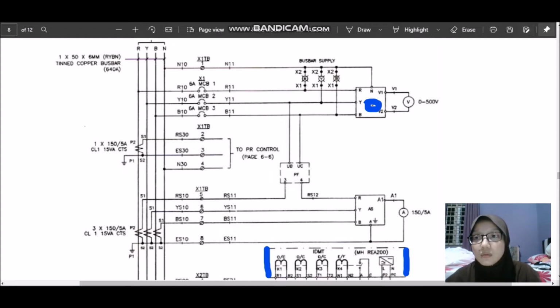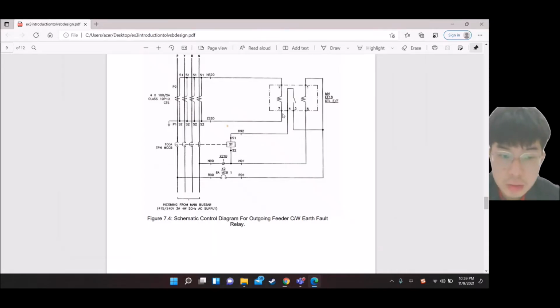Thank you. Today I'm going to explain about figure 7.4 schematic control diagram for outgoing feeder CHW 4 relay. My name is Benjamin Ho Hao Xian, matric number CE210053.